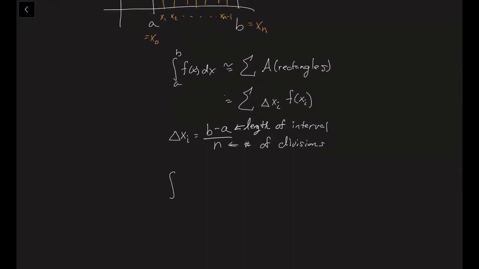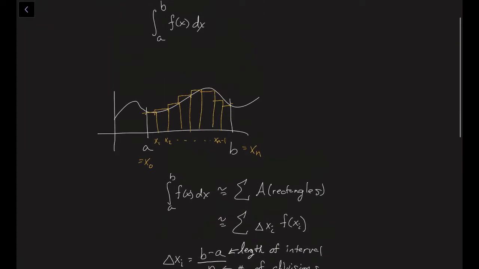But we know that the limit, or that's approximately equal to these, we know that if we take the limit as n goes to infinity, or as we decrease these to almost nothing, the integral from a to b of f of x dx is actually equal to the limit as n approaches infinity of this sum as i goes from 1 to n of f of x sub i delta x sub i. So this is our Riemann sum.